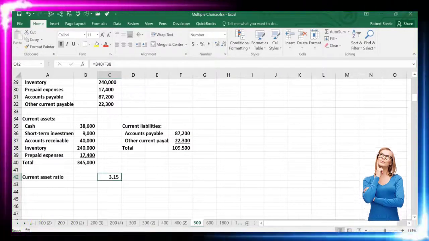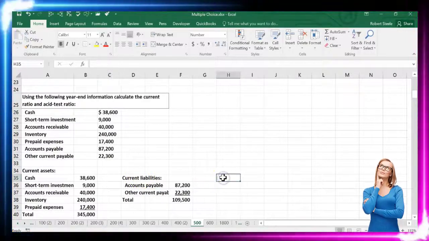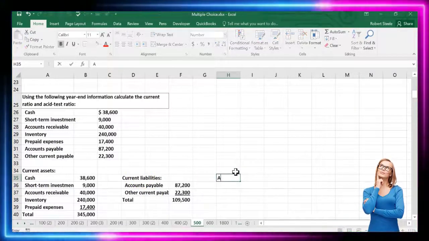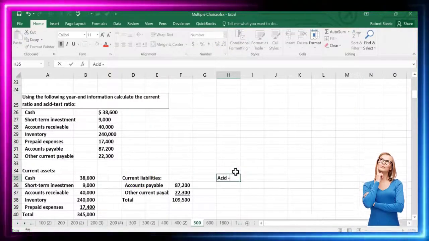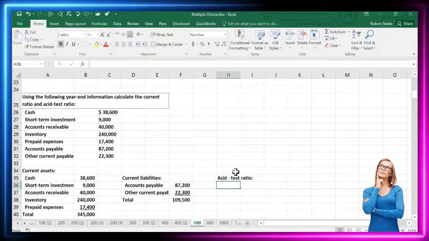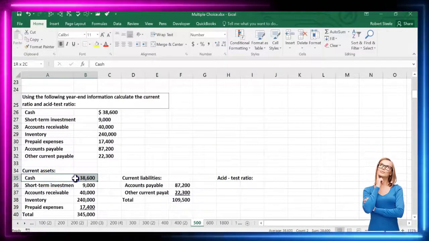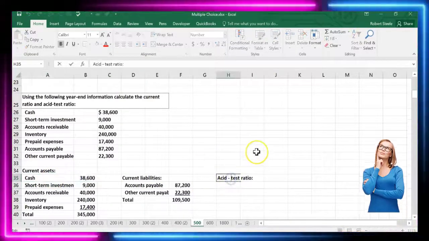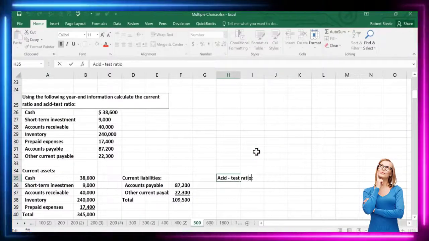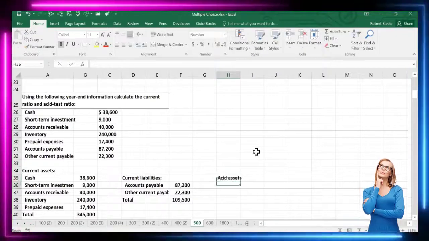which Excel will do automatically like so. Okay, so then the quick ratio or the acid test ratio is the next one we're going to have. So they call it the acid test ratio. And it's a similar ratio, but it's going to be more restrictive in terms of the assets, meaning it's going to include cash. Well, let's just do the acid assets or quick assets. That's the thing that differs.